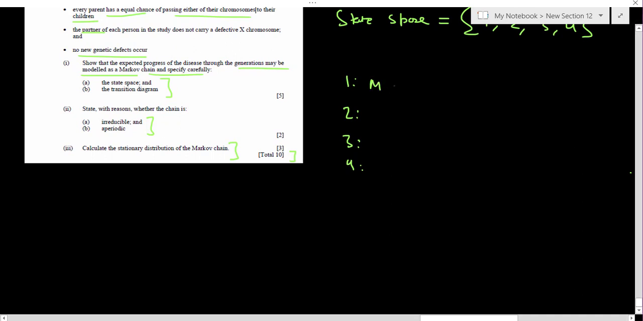So it can be a male with the disease. Since the disease is called hemophilia, I'll call it MH. It can be a female who's a carrier of the disease, so that would be FH. There can be a male who is not a carrier of the disease, so that would be MN, and female would be FN, right? So you can write the 4 states as such. For example, the first state can be written as a male hemophiliac.